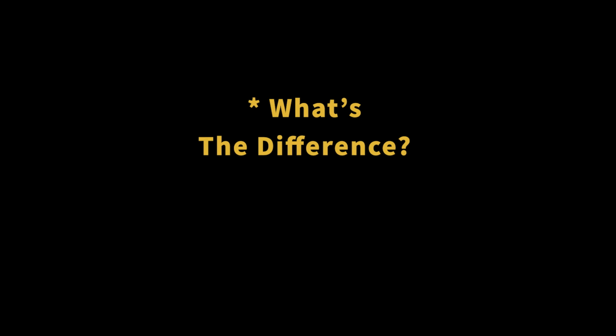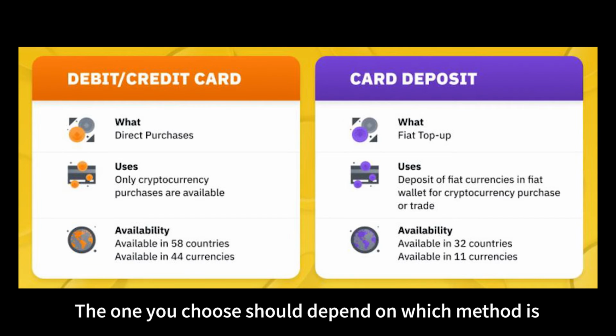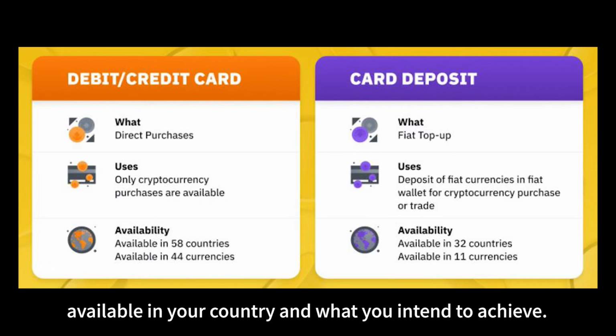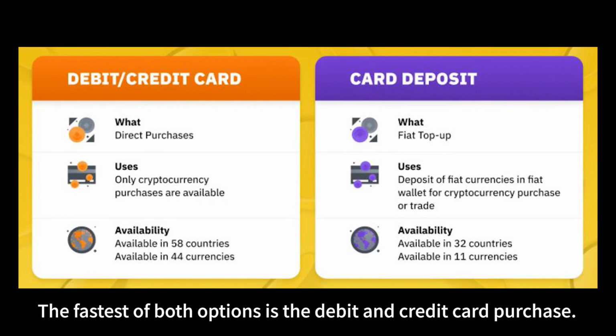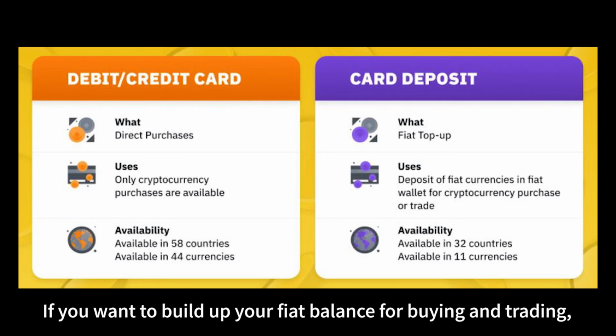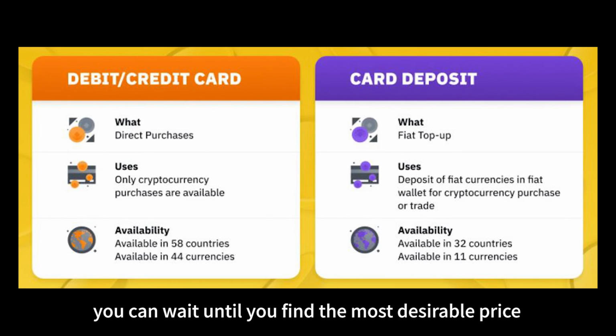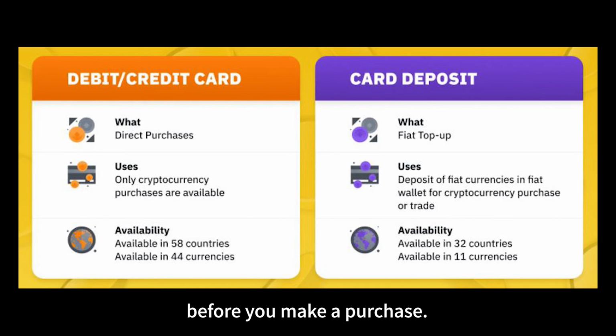What's the difference? Both ways are efficient, convenient, and safe. The one you choose should depend on which method is available in your country and what you intend to achieve. The fastest of both options is the debit and credit card purchase. Direct card purchases help you buy cryptocurrencies at real-time prices. If you want to build up your fiat balance for buying and trading, use card deposits to top up your fiat wallet. With cash in your fiat balance, you can wait until you find the most desirable price before you make a purchase.